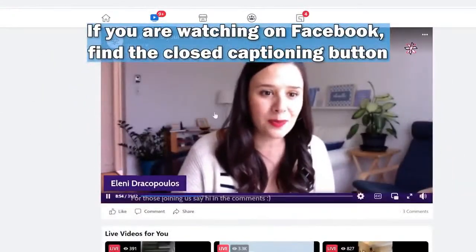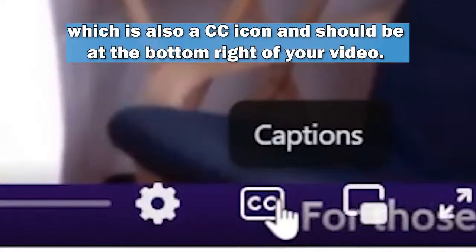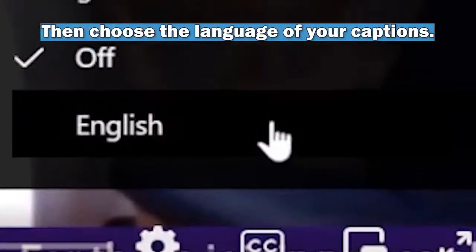If you are watching on Facebook, find the closed captioning button, which is also a CC icon and should be at the bottom right of your video. Then choose the language of your captions.